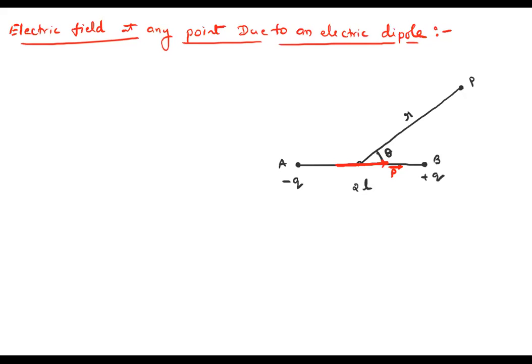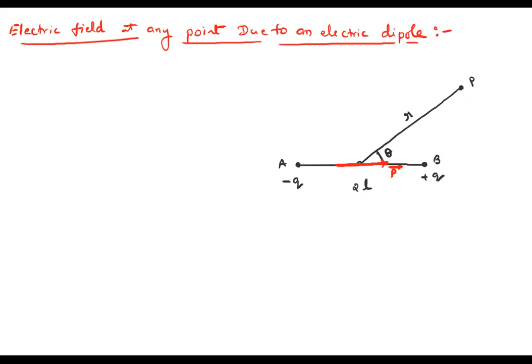Here, dipole moment is a vector quantity, so we are resolving the dipole moment into two components. Then we are considering this dipole as a combination of two electric dipoles, and we are finding the resultant electric field due to both the dipoles at point P.